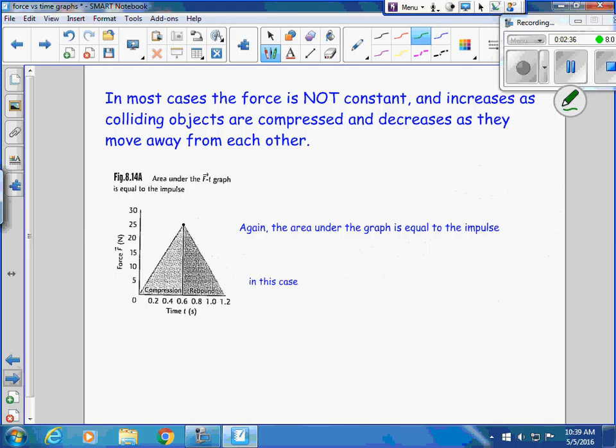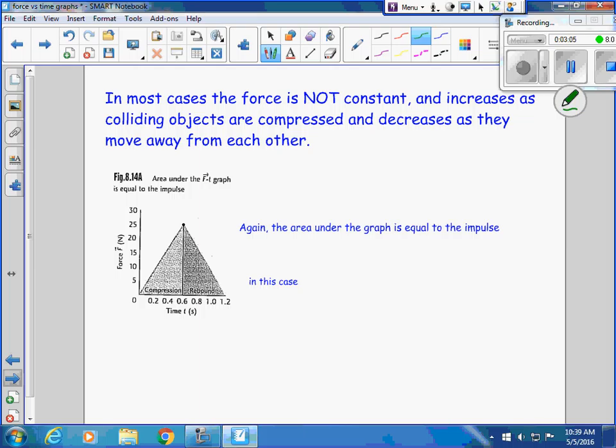Now, most of the time, most of the cases, force is not constant, right? When you hit a baseball with a bat or a tennis ball with a racket, in most cases force is not constant and increases as colliding objects are compressed, and as they move away from each other, it actually decreases, right? So quite often in real life, you're going to get a force versus time graph that looks sort of like this one here. You should have that on page 2 of that student handout. Again, the area under the graph is equal to the impulse.